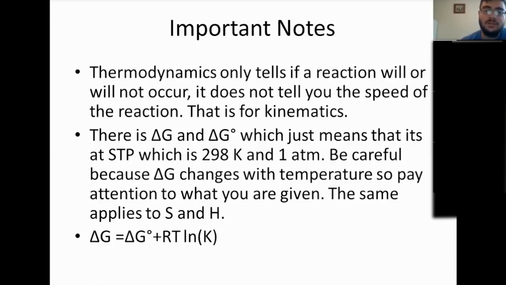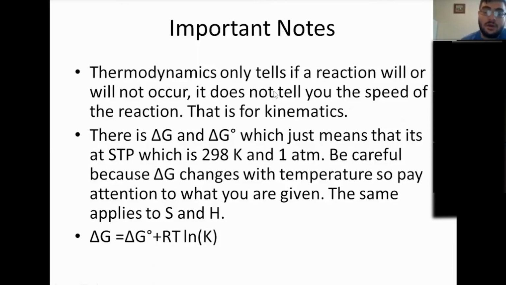For delta S and delta H, you don't really have to worry about converting between standard and non-standard. That's very nuanced, and they're not covering that on the MCAT. Delta G standard to delta G you might have to worry about, and it's this equation: delta G equals delta G standard plus RT ln K, right?